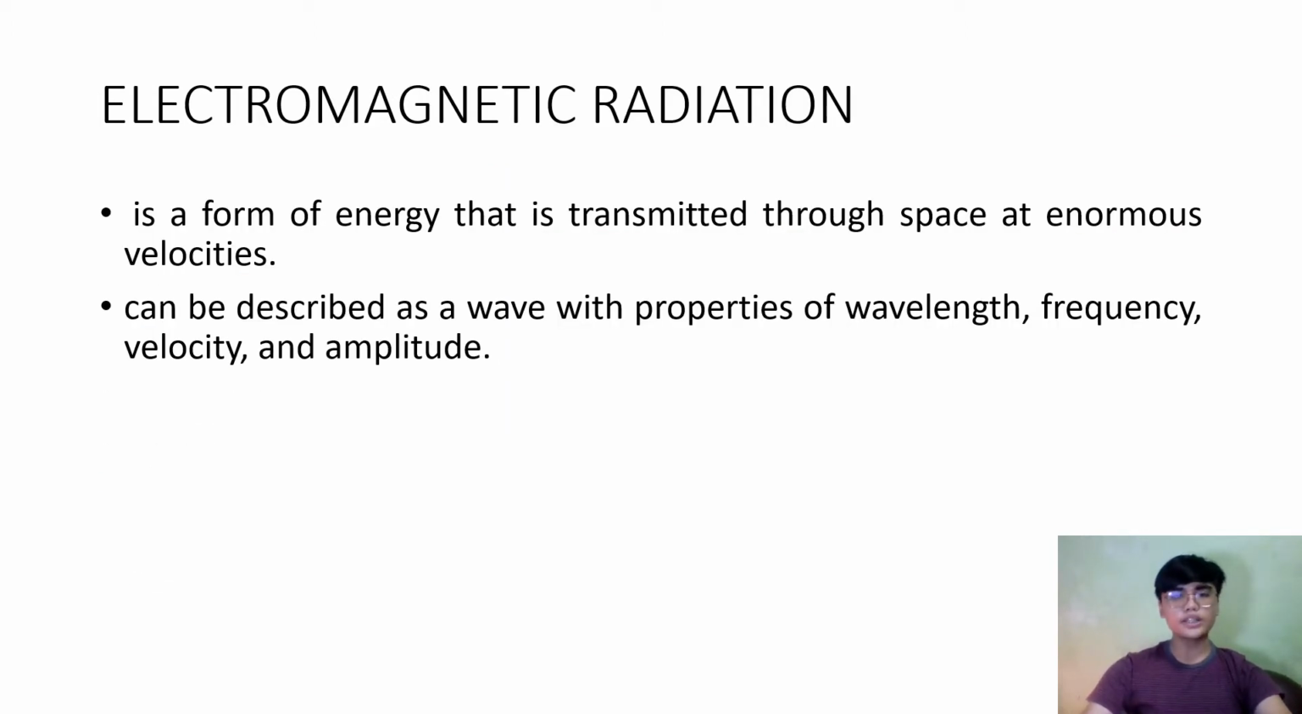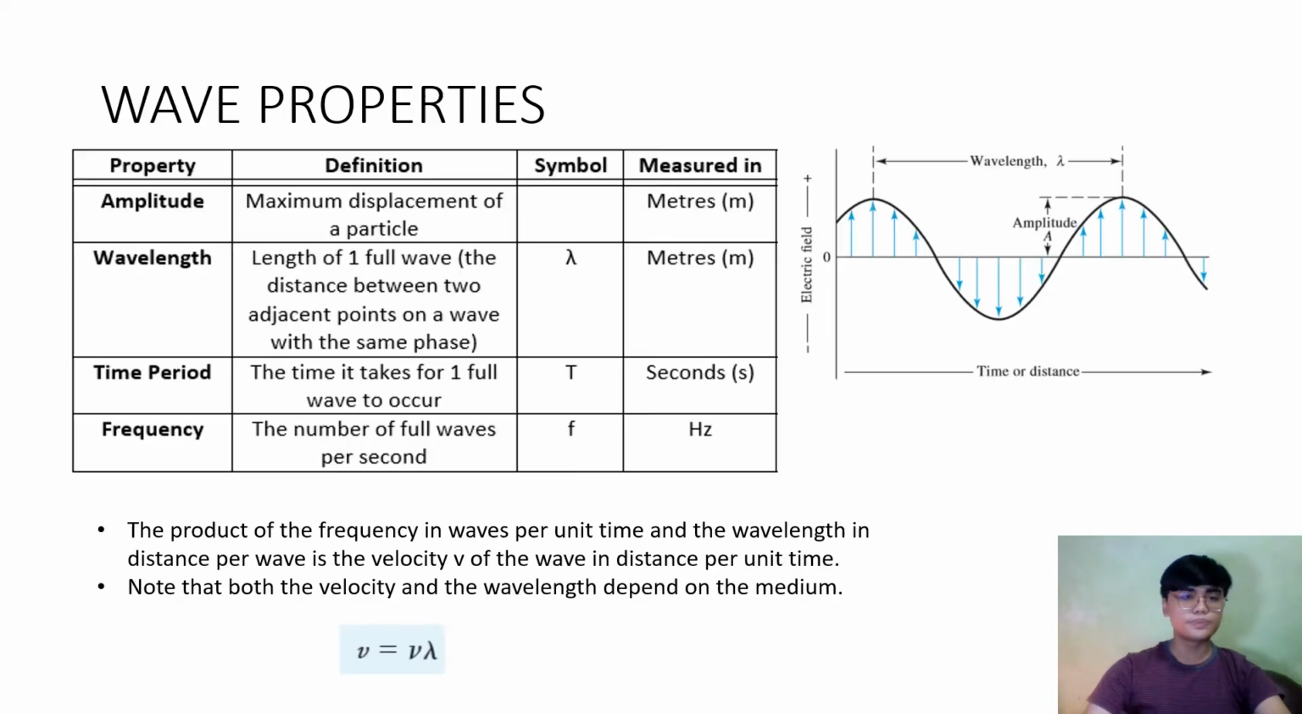Electromagnetic radiation is a form of energy that is transmitted through space at enormous velocity. It can be described as a wave with properties of wavelength, frequency, velocity, and amplitude. In contrast to sound waves, light requires no transmitting medium. Thus, it can travel readily through vacuum, and light also travels nearly 1 million times faster than sound.